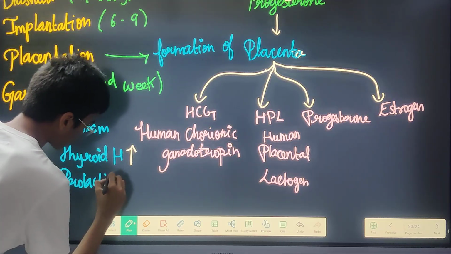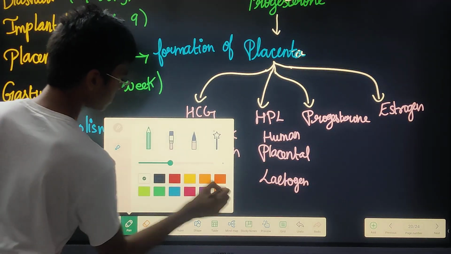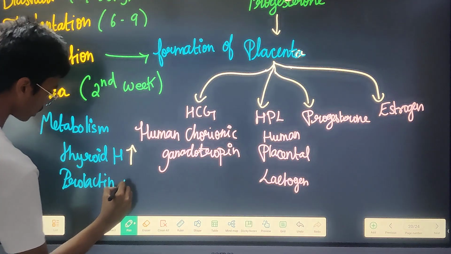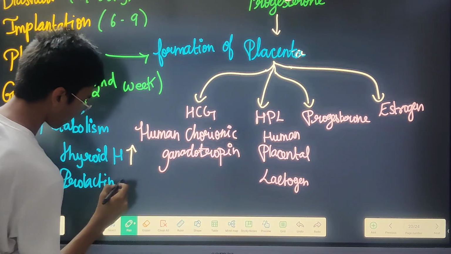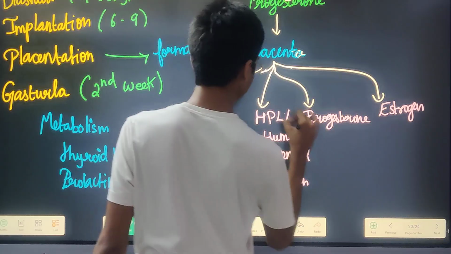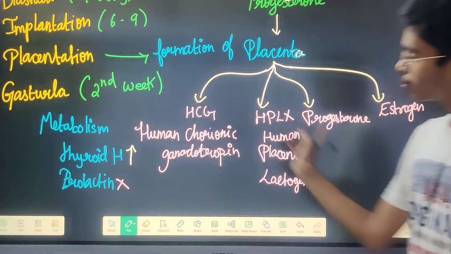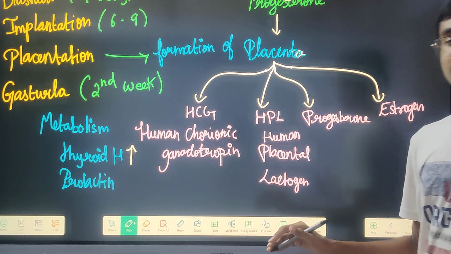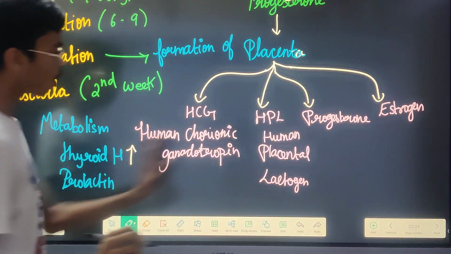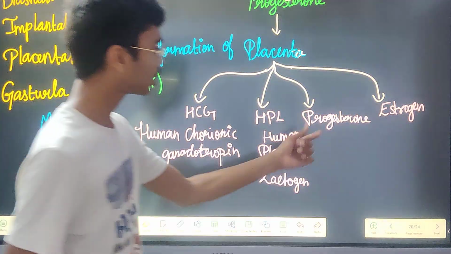See, this prolactin, and then human placental lactogen, right? These two are actually preparing the mother's body for lactation. These two hormones are preparing the mother's body for lactation.